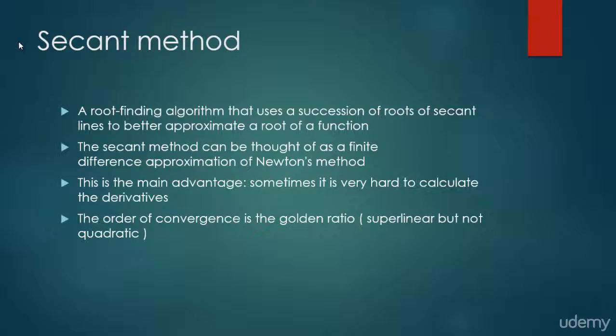So the secant method can be thought of as a finite difference approximation of Newton's method. So we don't have to calculate the derivatives exactly. So this is the main advantage, because sometimes it's, as I said earlier, very hard to calculate the derivatives. The order of convergence is the golden ratio. It is superlinear but not quadratic, so the exponent is between 1 and 2.